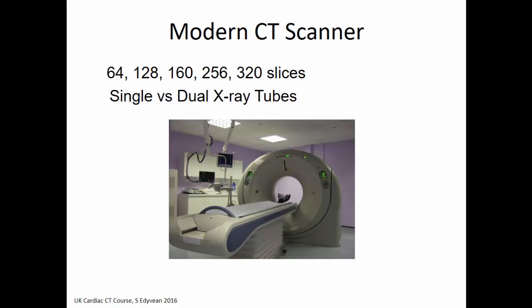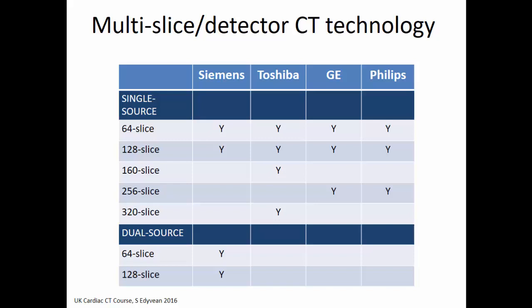Now this is a table, and you'll find a much more comprehensive one in one of the references. It just shows that all the manufacturers offer some combination of high slices or, for Siemens, the dual X-ray source. One of the things I'm going to comment on is to make sure you're talking about detector slices or image slices, and there can be a difference. So when you're looking to buy a scanner, make sure you know what 160 slice means.